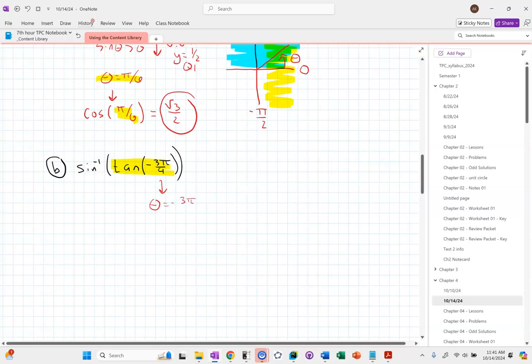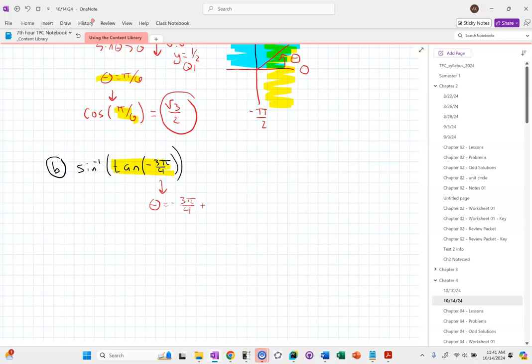Not going to be looking at a reciprocal. I'm going to find an angle that's coterminal to negative 3 pi over 4. How do I find an angle that's coterminal? Subtract or add 360, but if it's in radians, I don't want to add degrees to that. I want to use, instead of 360, 2 pi.